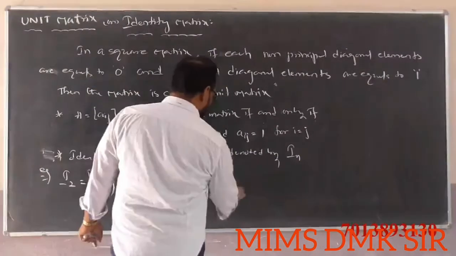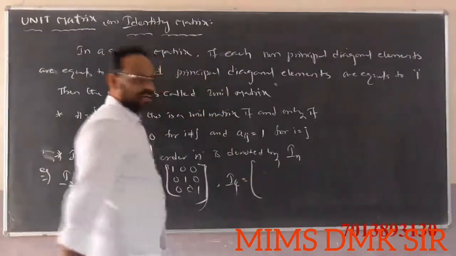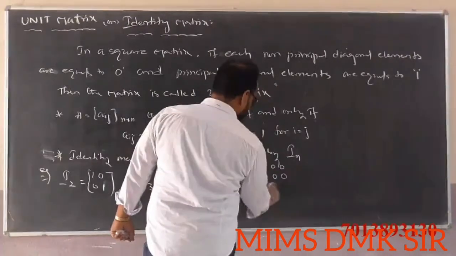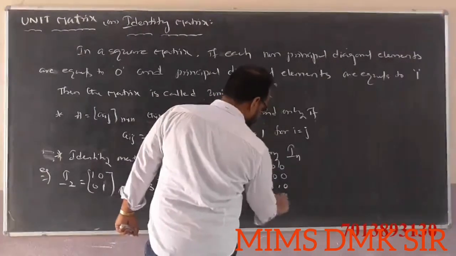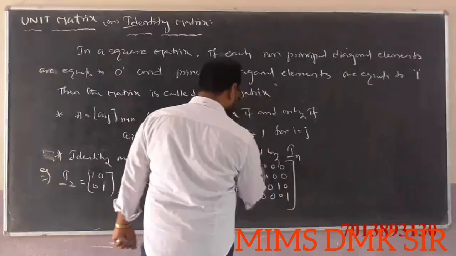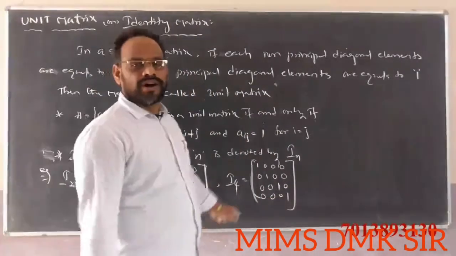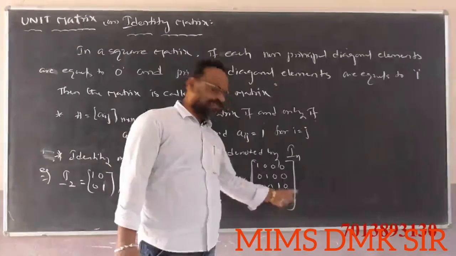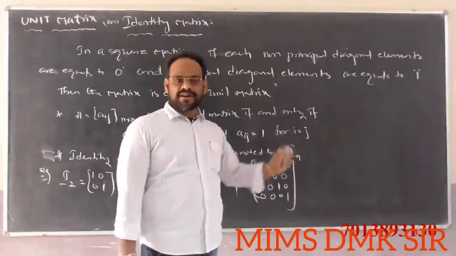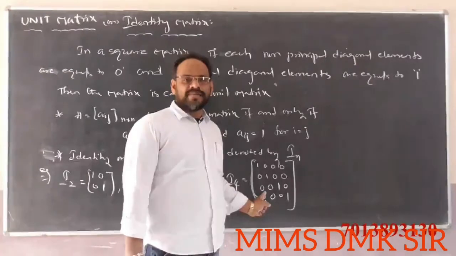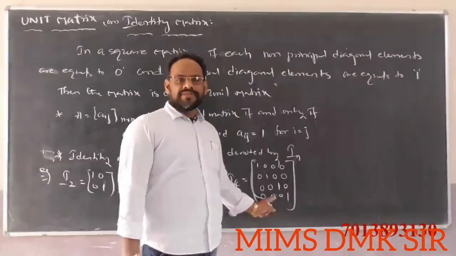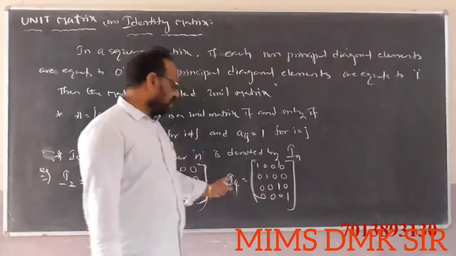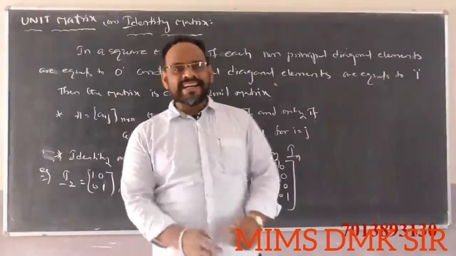So I4 means identity matrix of order 4. Identity matrix of order 4 is equal to 1 0 0 0, 0 1 0 0, 0 0 1 0, 0 0 0 1. This is an identity matrix of order 4 or unit matrix of order 4. Observe here, principal diagonal elements are equal to some constant 1 and non-principal diagonal elements are equal to zeros. It is denoted by I4.